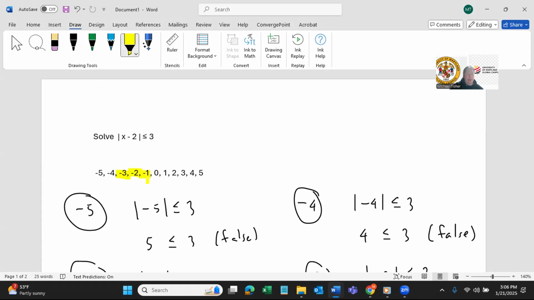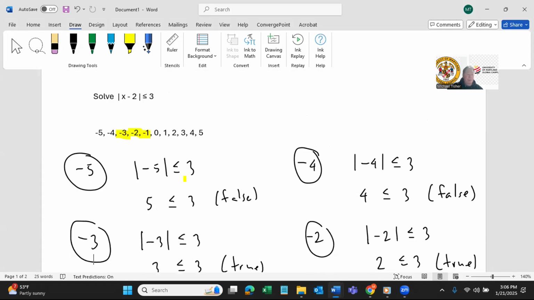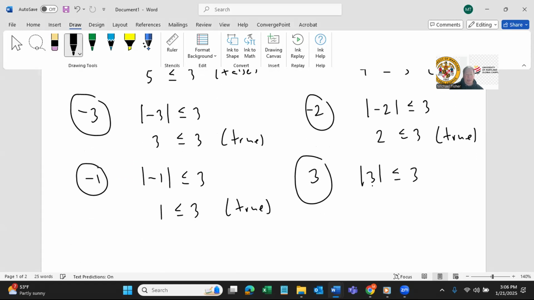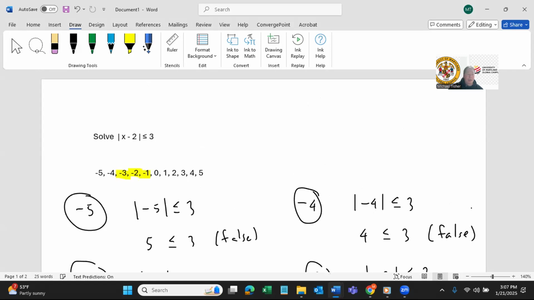But now will all the numbers after -1 work also? Well, let's jump to, say, 3. Absolute value of 3, is that less than or equal to 3? Absolute value of 3 is 3, and is 3 less than or equal to 3? That's true.